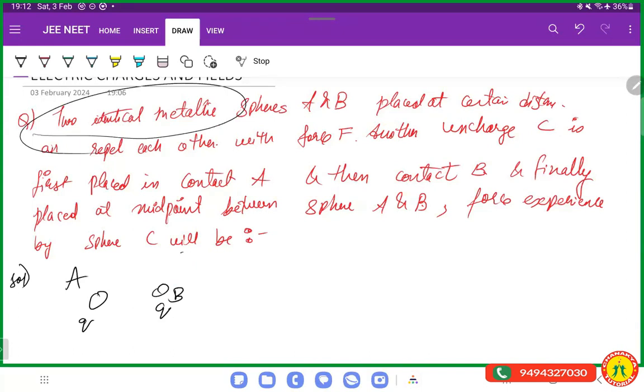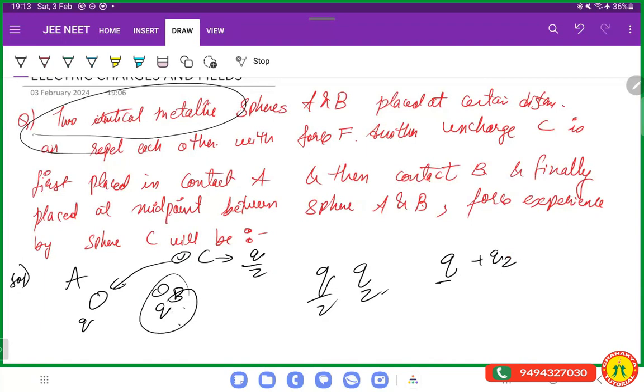When the uncharged body C comes in contact with this one, it will divide as Q by 2, Q by 2. Now C has Q by 2. Now B has Q, so Q plus Q by 2 divided by 2 becomes 3Q by 4. Now the first charge is Q by 2 and the next one is 3Q by 4.